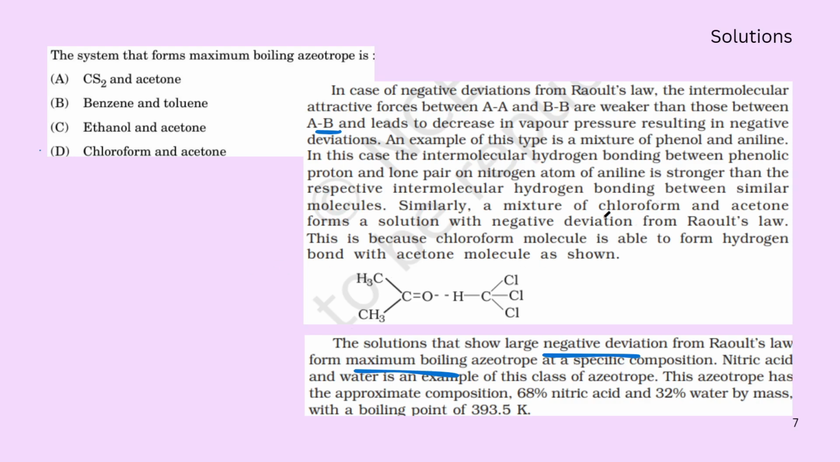Out of this, we've been given the example of chloroform and acetone, which in your textbooks form negative deviation from Raoult's law because of hydrogen bonding. Because of this hydrogen bond that's observed, they will show negative deviation, and because they show a negative deviation from Raoult's law, they form maximum boiling azeotrope.